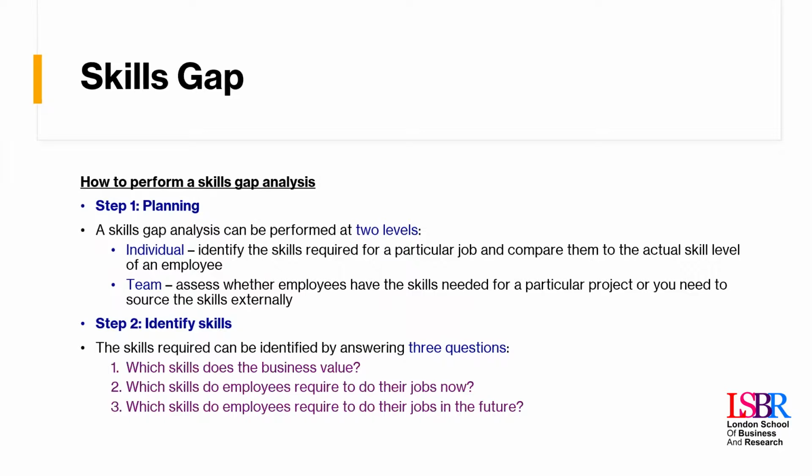So how do you perform a skills gap analysis? Well, there are two ways in which you can do that. Number one is at an individual level. Usually line managers are best positioned to identify individual gaps, because these are the skills required for a particular job compared to the existing skill level of an employee. And as I said, in a large organization it's difficult for you to assess each individual yourself. So you leave that job to the line managers, the supervisors, the ones that are responsible for that individual employee.